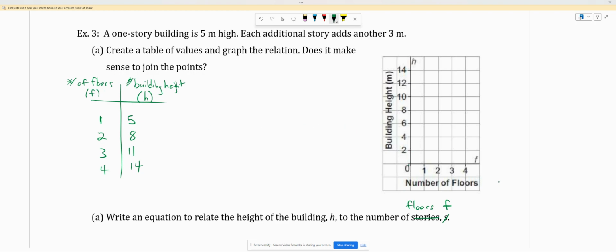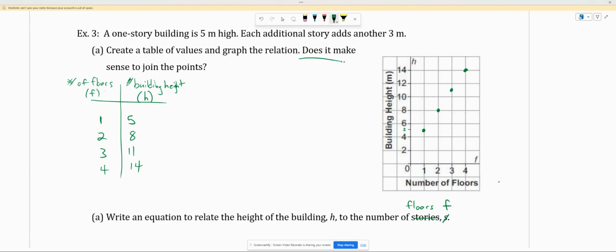And so now we can plot this over here. We can plot 1, 5 is right here. Notice this side's going up by 2, so 5's right in between here. And then we're going to go up 2, 8, and then 3, 11, and then 4, 14. And we see again, these are lining up on a nice straight line, so we have a linear relation.